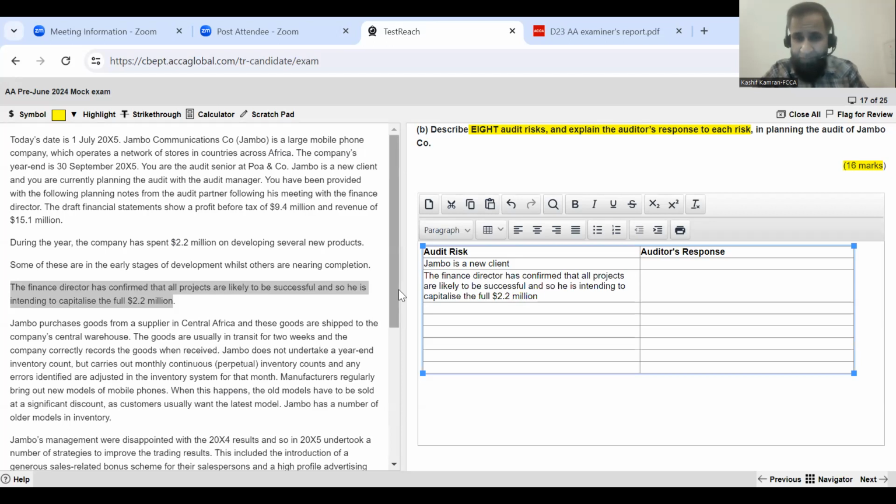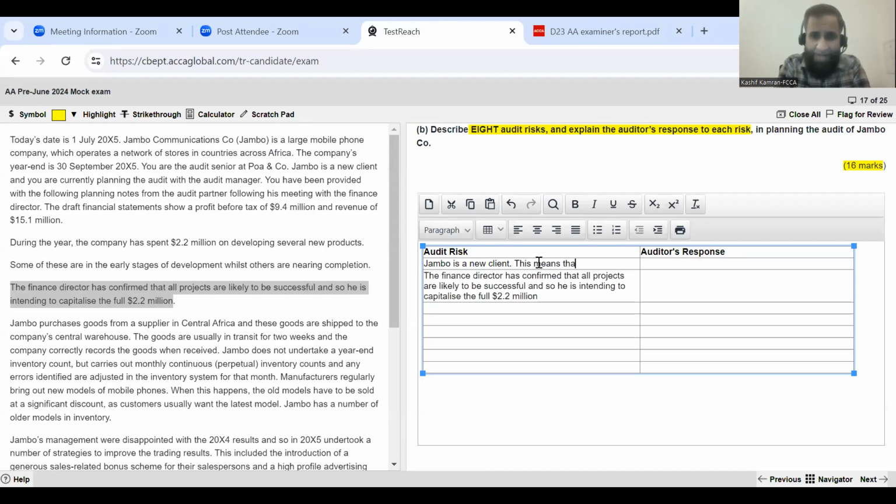Control V. So when you're reading the scenario, copy paste, copy paste, copy paste. Now, once you come later to write the answer, you already have a skeleton. You need to fill the skeleton, right? So copy paste helps you later to attack the answer, RSPCA. So Jambo is a new client, full stop, and you start writing the answer later.